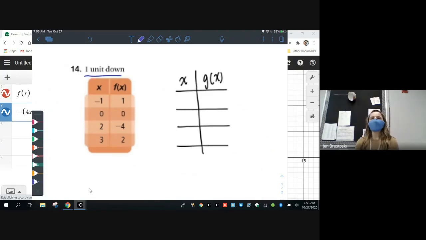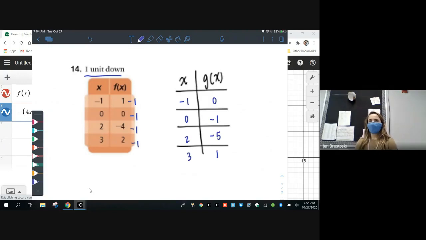Okay? So if I am moving a unit down, is that a change in X or a change in Y? Change in Y. So are my X values changing at all? No. So my X values are staying the same. And then my Y values, am I adding one or subtracting one from each of those values? Subtracting. So I'm subtracting one from each of these. So I get 0, -1, -5, 1.